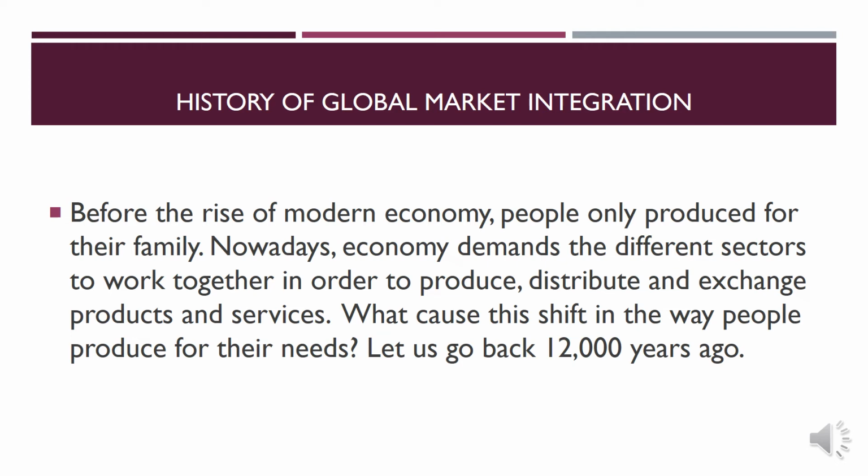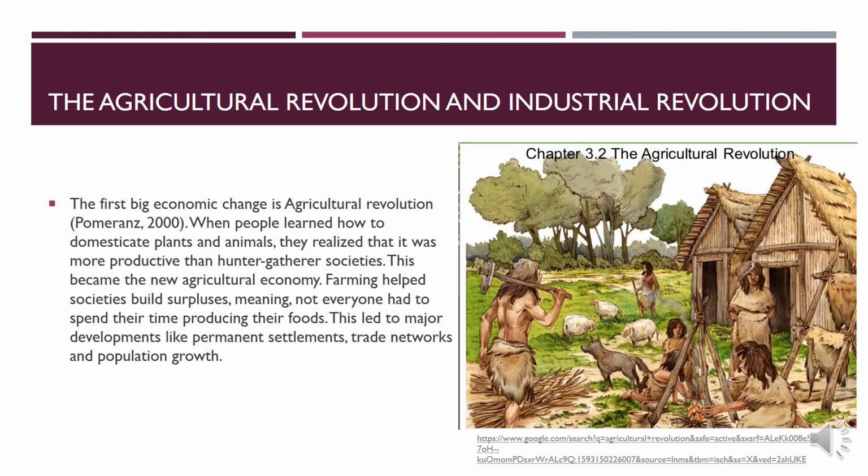So let's have the history of global market integration. It says there, before the rise of the modern economy, people only produced food for their family. Nowadays, the economy demands the different sectors to work together in order to produce, distribute, and exchange products and services. What caused this shift in the way people produce for their needs? Let us go back 12,000 years ago. We have three: the agricultural revolution, the industrial revolution, and the technological revolution.